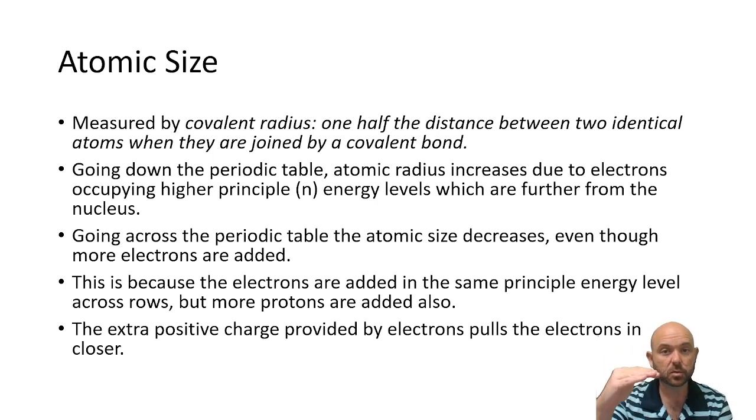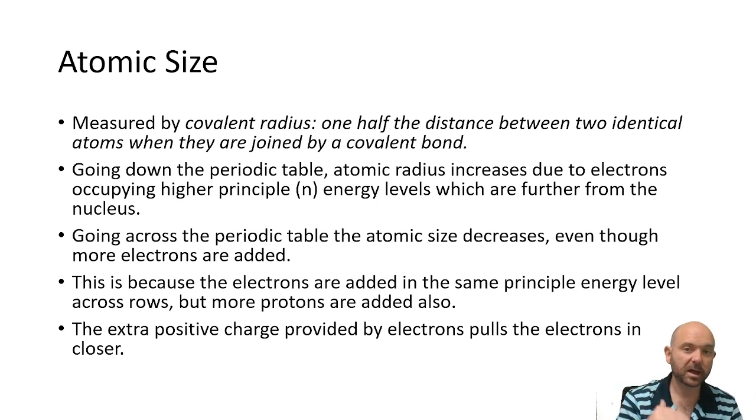And for every new row that you move down the periodic table, if you look at the electron configurations, every new row means you're moving to the next highest energy level. So the distance from the nucleus is growing bigger. So going down the periodic table increases the size of the atom. However, going across the periodic table from left to right decreases the size of the atoms.